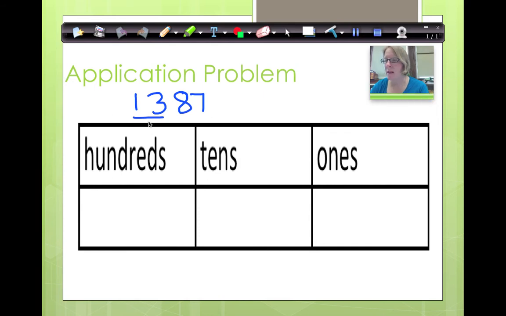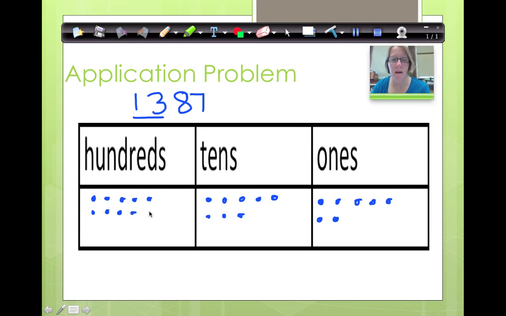hundreds. Please pause your video, make yourself a box, and put your numbers in the box. Okay, now I hope that you put 7 here, 1, 2, 3, 4, 5, 6, 7. You put 8 here, 1, 2, 3, 4, 5, 6, 7, 8. And you put 13 here, 1, 2, 3, 4, 5, 6, 7, 8, 9, 10, 11, 12, 13.